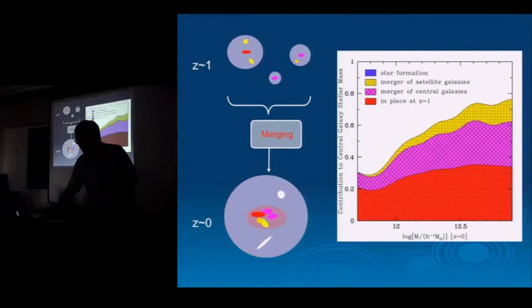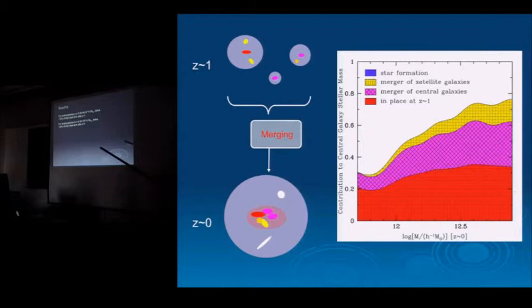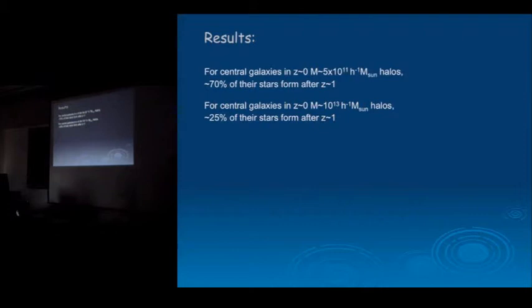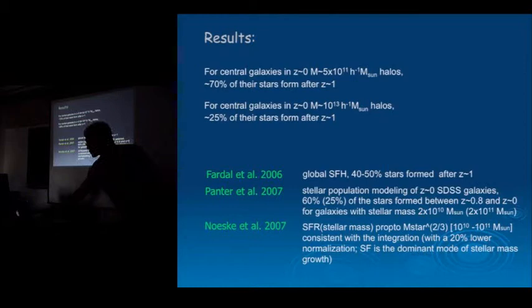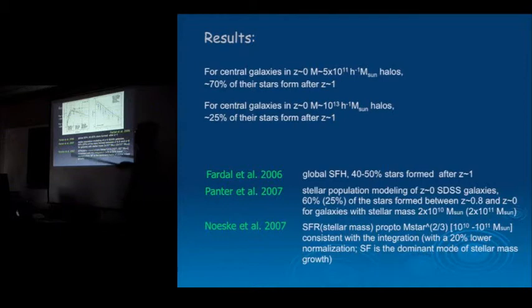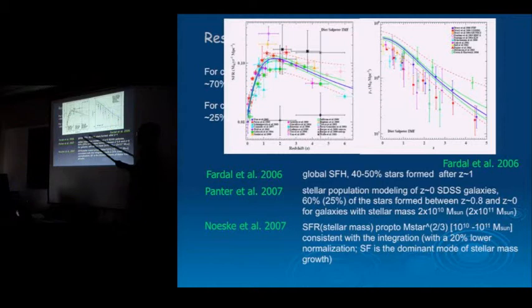But I will show you that the result here is just okay. The conclusion is that for low mass halos, about 70% of their stars should form after redshift 1, and for the central galaxy in halos of about 10 to the 13th solar mass, about 25% of their stars form after. You can compare the result with results from totally different methods. For example, if I consider the global star formation history, which people can derive from a lot of different techniques, and use the Fado et al. fit, I get about 40 to 50% of stars forming after redshift 1 globally. So those numbers basically bracket the number here.